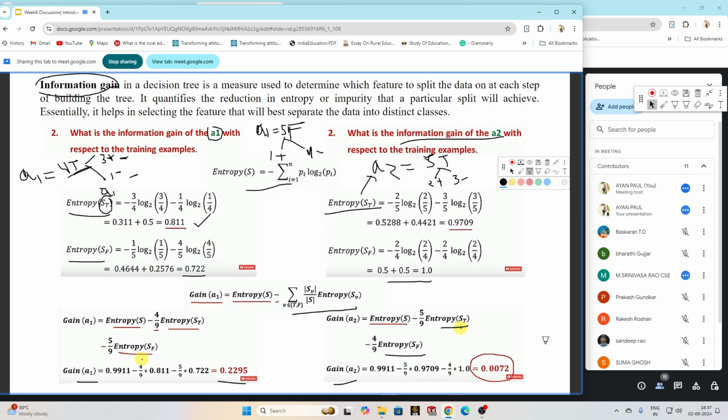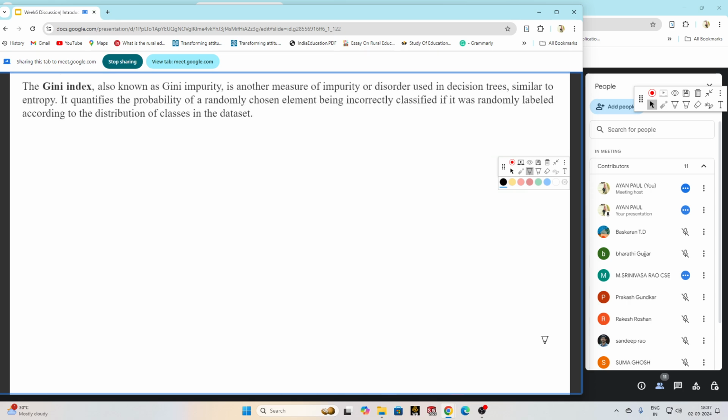Otherwise, we will not move to the next slide. Otherwise, if it is not clear... It is all clear, sir. It is all clear, right? Okay. Now what will we do?